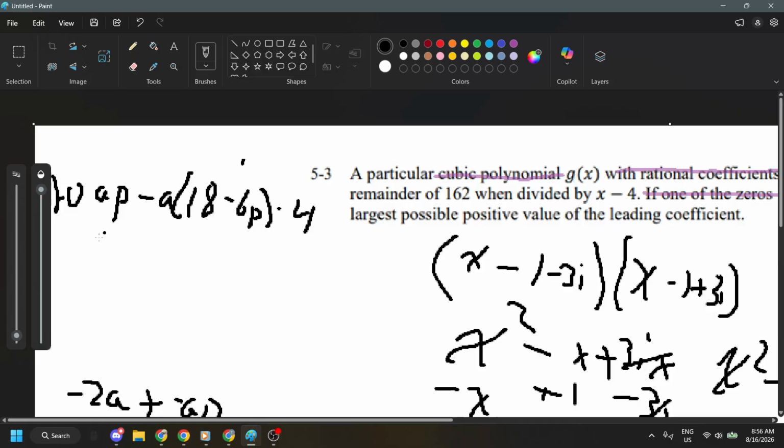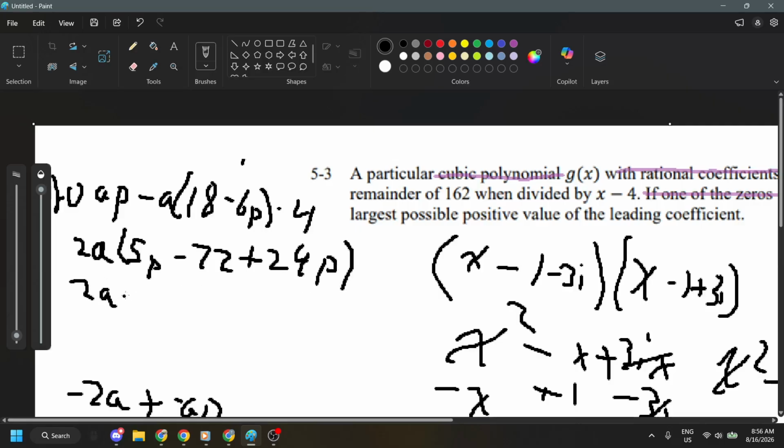Okay, so rewriting this, we get 2a times 5p. No, we can take out, okay, yeah, 5p minus 4 times 18 is 72. Then we do plus 24p.